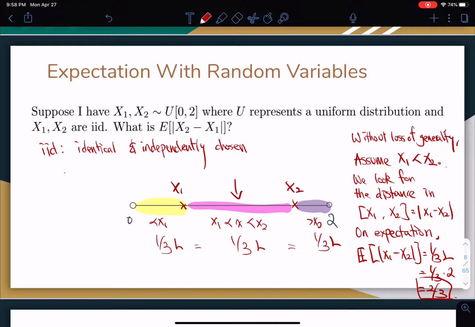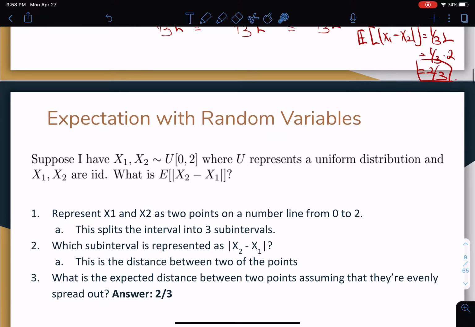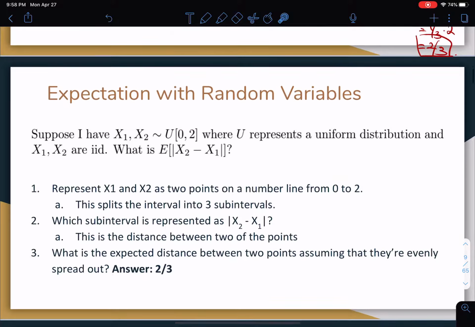Perfect. So we figured out that without loss of generality, we are just going to assume that x1 is less than x2. We look for this section right here. And we realize because x1 and x2 are uniformly chosen, you're going to get 1/3 of the length in every single region, because we just add them up. The length is 2 because it goes from 0 to 2, and we get 2/3 in the end. Perfect. So that is what the solution actually suggested as well.